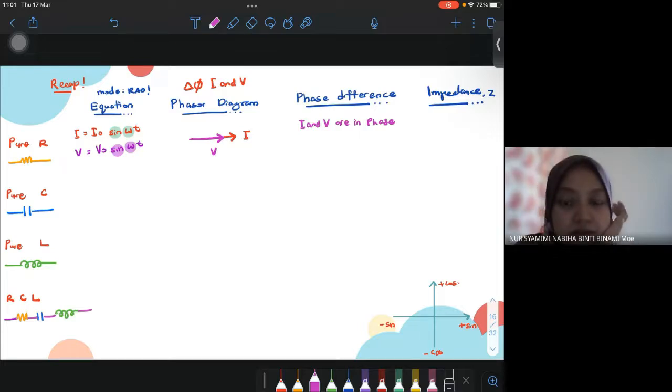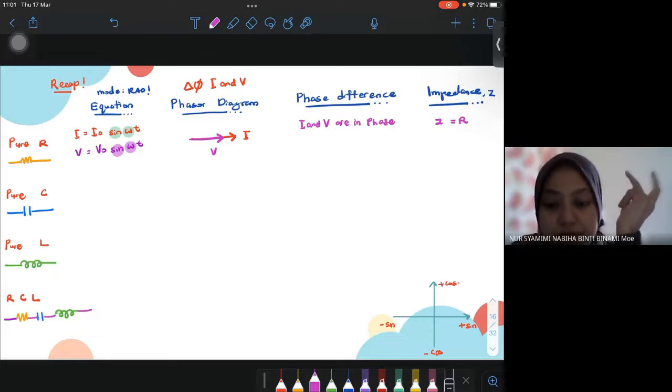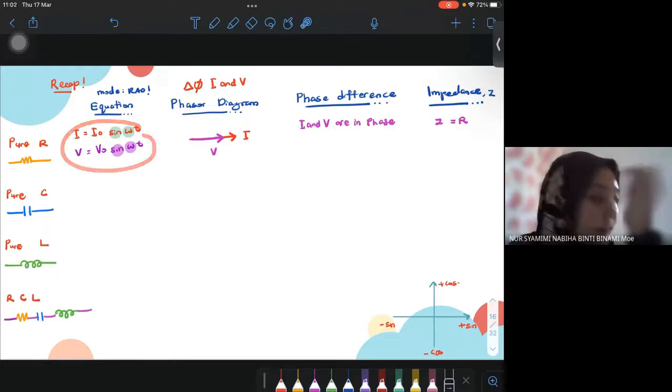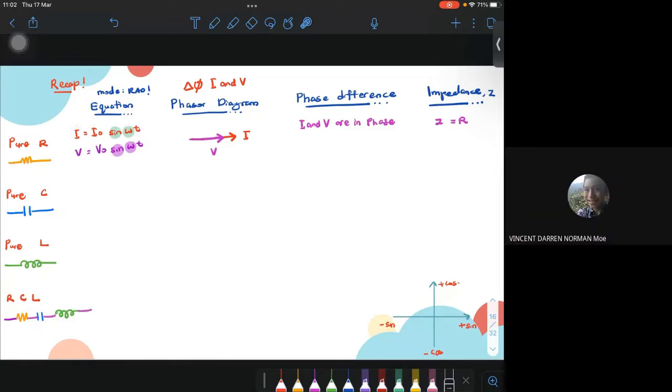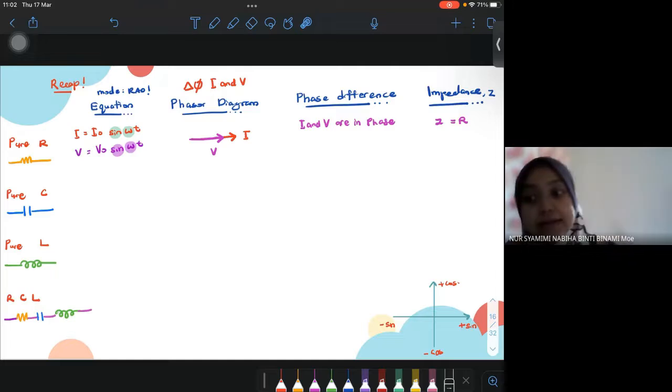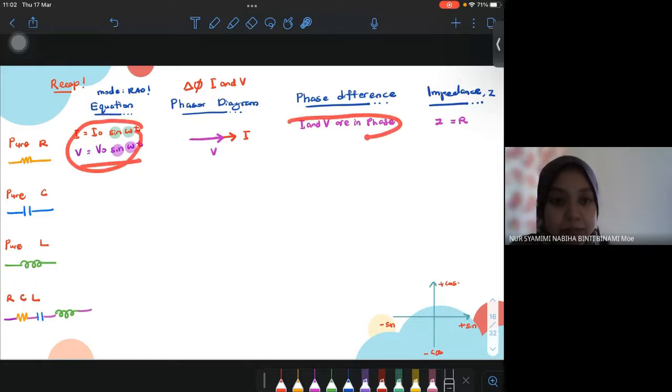For impedance Z untuk pure resistor, Z is equals to the resistance only. My question is, boleh tak equation kita instead of sin dia jadi cos ataupun negative sin ataupun negative cos untuk dua-dua ini? Yes, boleh. Kalau I ini positive cos, V juga akan jadi positive cos, sebab mereka sentiasa in phase. Yang dia bagi ni untuk rujukan kita sahaja. Kalau soalan bagi sin, dia akan bergerak ke kanan.